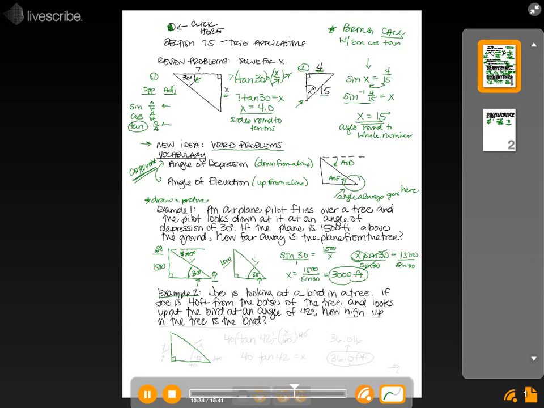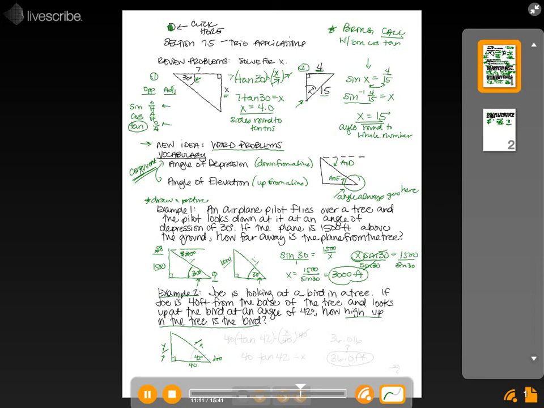And it says that Joe would be over here, 40 feet from the base of the tree. And he's looking up at the bird up there at 42 degrees. And we want to know how high up in the tree the bird is. We have 2 blanks left, this blank over here and this blank over here. This blank would be how far Joe is away from the bird. This blank is how high the bird is off the ground. So this is where we're going to put our variable. That's where we'll put the x, because we want to know how high up in the tree the bird is. That's what the question asks.